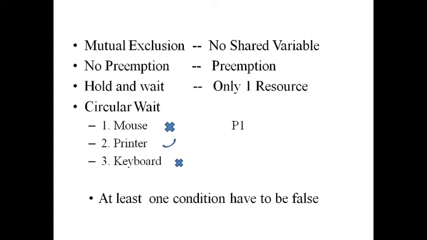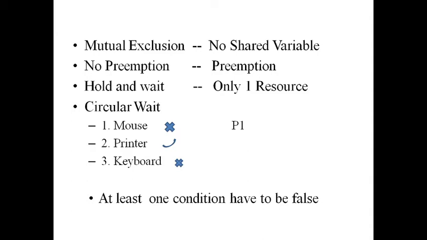Okay, circular wait. In circular wait what happens? It is in a circular motion. Means P1 is holding some resource and asking for another resource. P2 is holding some resource and asking for another resource. It will be in a circular motion. In the last video we discussed circular wait. You can watch my video there. Okay, this is how circular wait will be there. So now in order to prevent a deadlock, what has to be done? This circular wait condition has to become false.